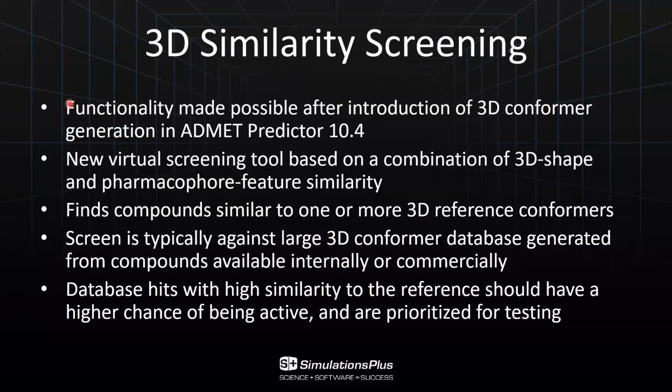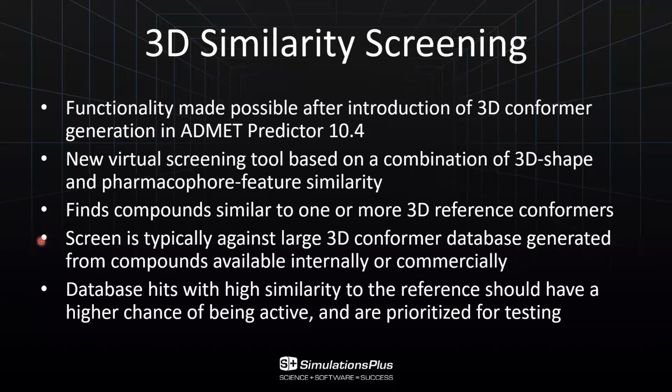All right, switching from predictive models to cheminformatics features, we've added the capability to perform 3D similarity screening. So this functionality is made possible after the introduction of 3D conformer generation in ADMET Predictor 10.4. So this is a new virtual screening tool based on a combination of 3D shape and pharmacophore feature similarity. The idea is to find compounds similar to one or more 3D reference conformers.